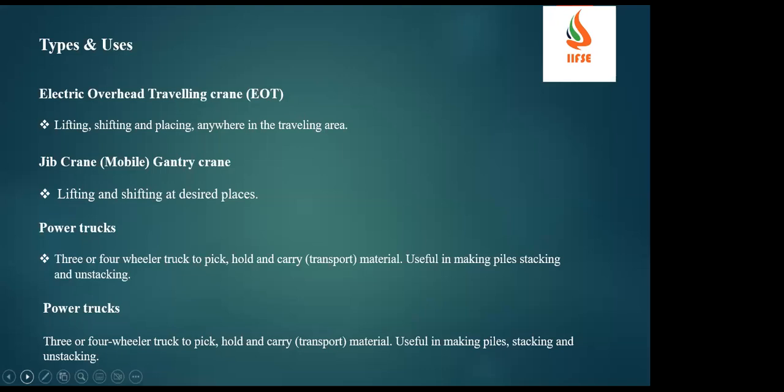These power trucks, there are three or four wheel trucks, will be there to pick, hold, and carry, which are used for transporting materials, useful in making piles and stacking and unstacking. They are also used for keeping the materials while stacking. And if already stacked material is there, we use these power trucks for unstacking such material. Then the fourth one, power trucks. There will also be three or four wheeler trucks. This is also the same application we use for pick, hold, and carrying of materials. For a similar kind of application we use.